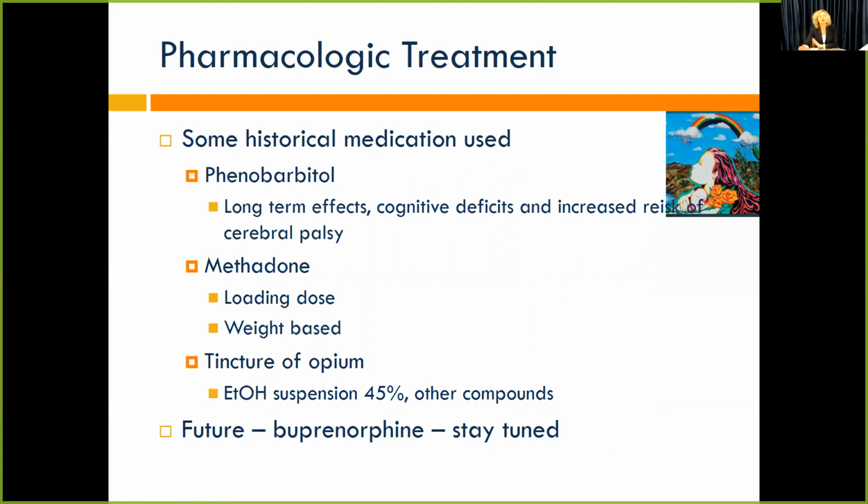Phenobarbital was the first medication used for neonatal opiate withdrawal syndrome, and it was used really for its sedating effects for babies, and also because babies who are having withdrawal are at risk for seizures, so this probably helped with seizures.